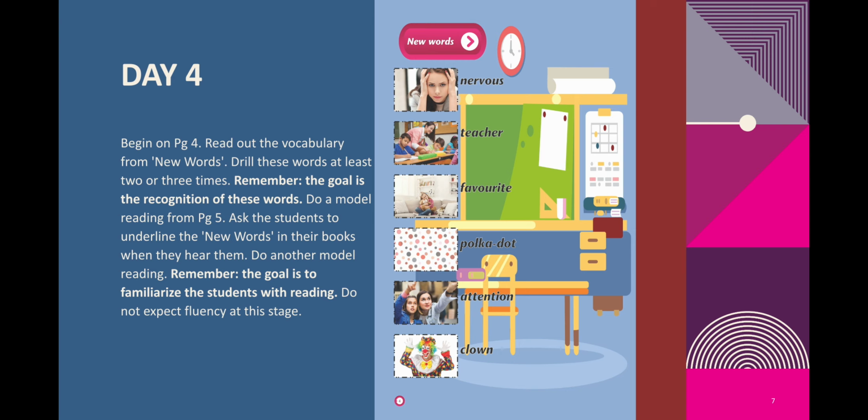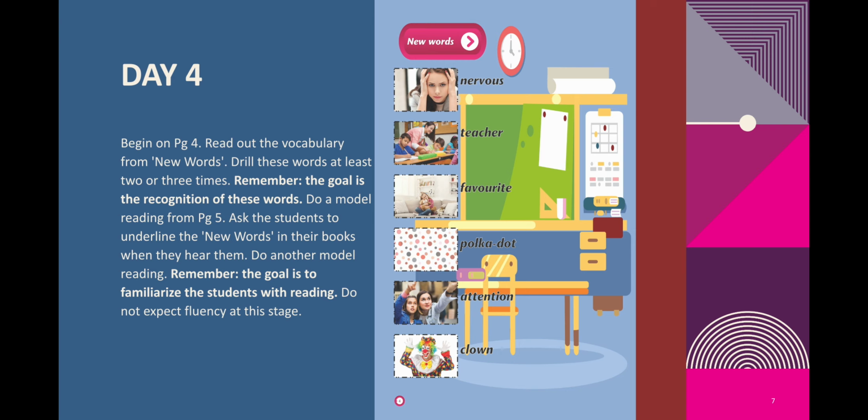Do a model reading from page number 5. Page number 5 is the reading comprehension passage. Very simple, straightforward, school related. It's according to the theme. And ask the students to underline the new words that they have learnt. When you are reading, they should be able to listen to the word and underline that word in the text. This is again like recognition. If they recognize it by sound and by seeing it, then they should be able to underline. Do another model reading.